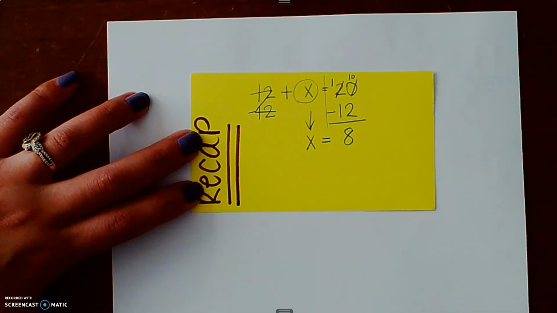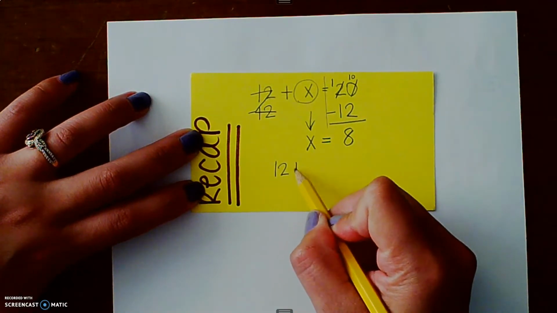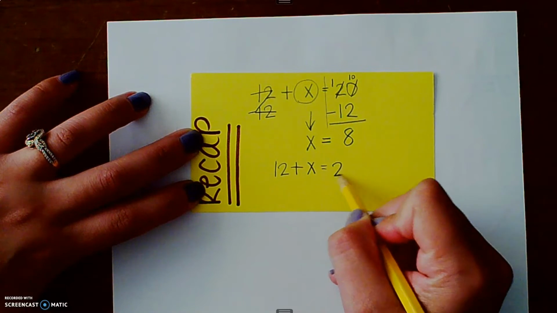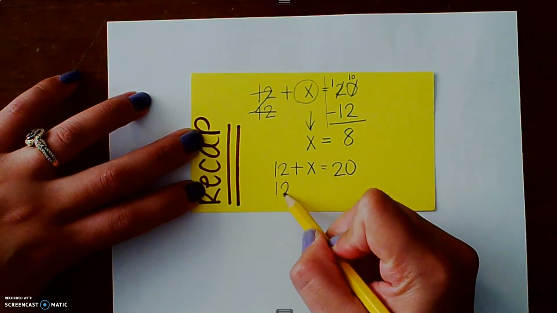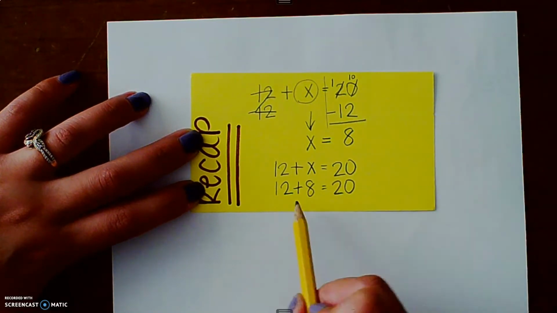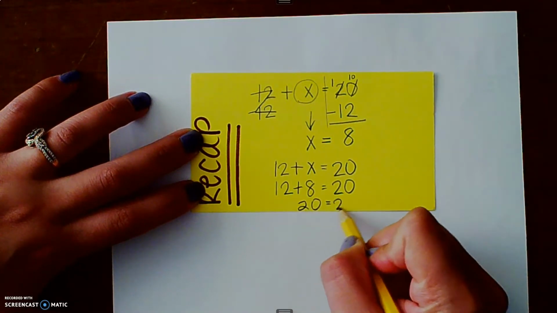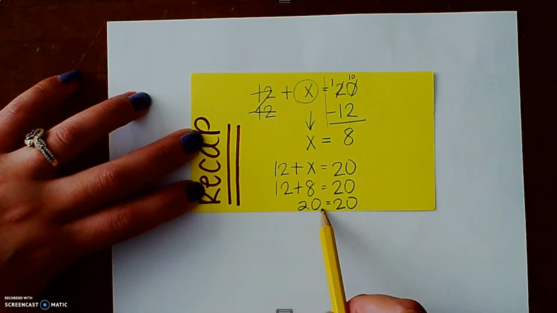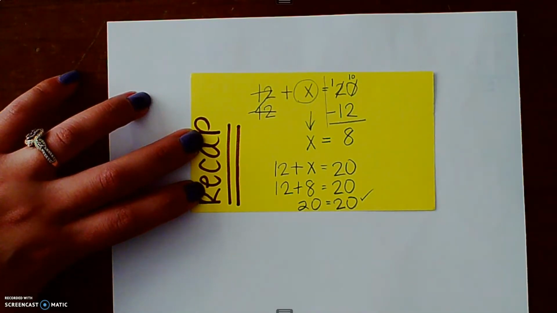And I can check that very quickly by plugging this in. So 12 plus x equals 20. So where I see the x, I'm going to plug in 8. 12 plus 8 equals 20. And so 12 plus 8 is 20. And these two are equivalent. 20 equals 20. So therefore, that is correct. So 8 is my solution for x.